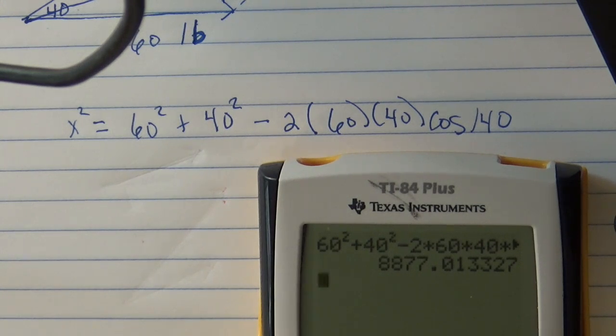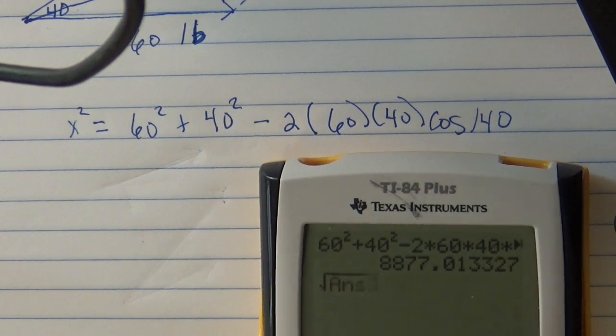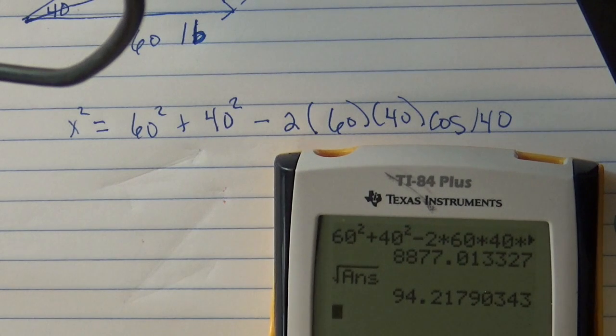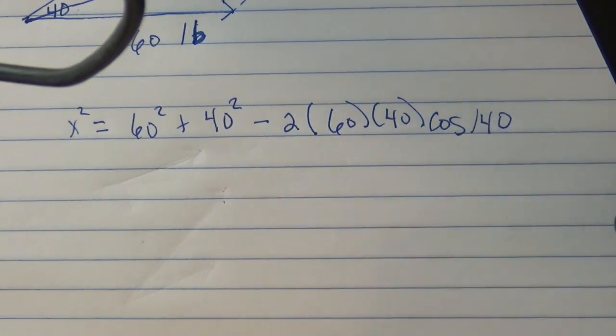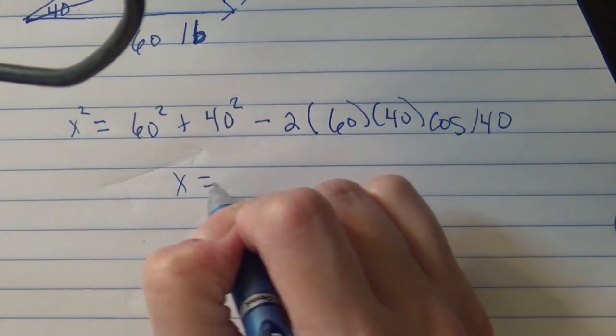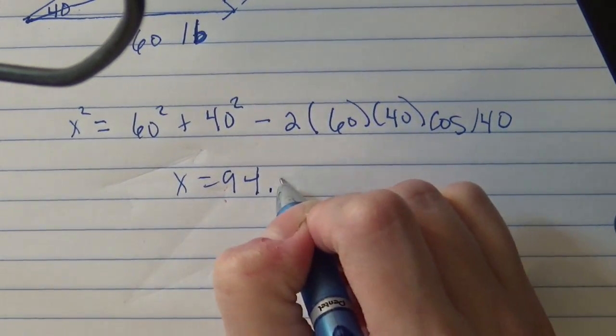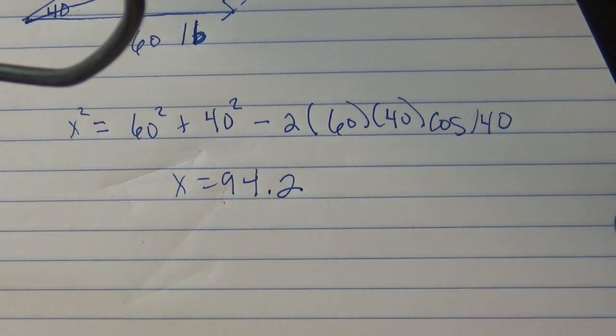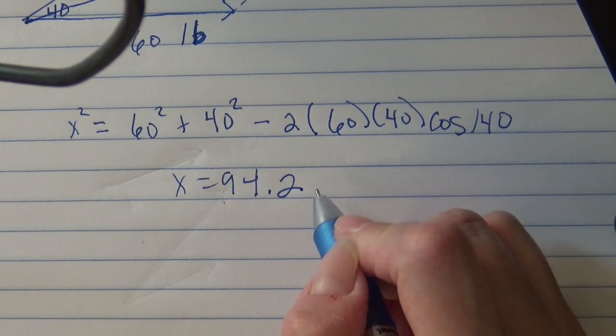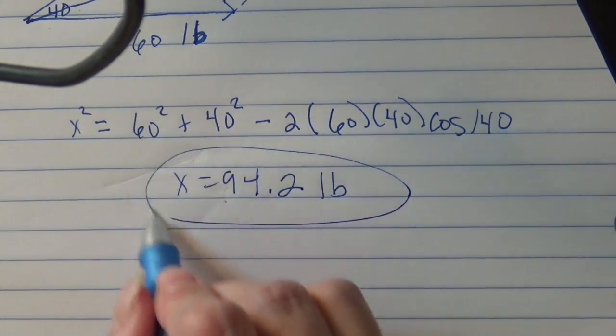Okay, I got 8,877 and a decimal. Now I need to take the square root, so second square root, second answer. That gave me 94.2. I think they said round to the nearest tenth. So we got x equals 94.2, and that's it. The units were in pounds, so 94.2 pounds.